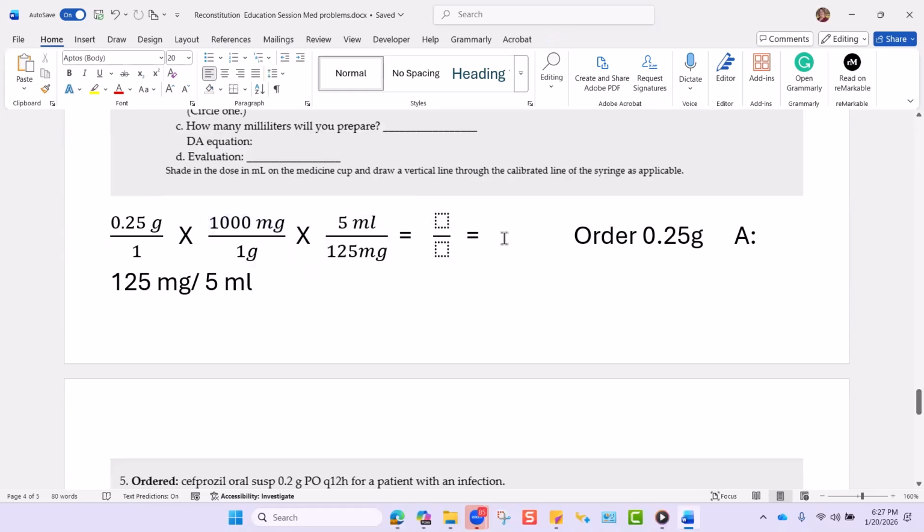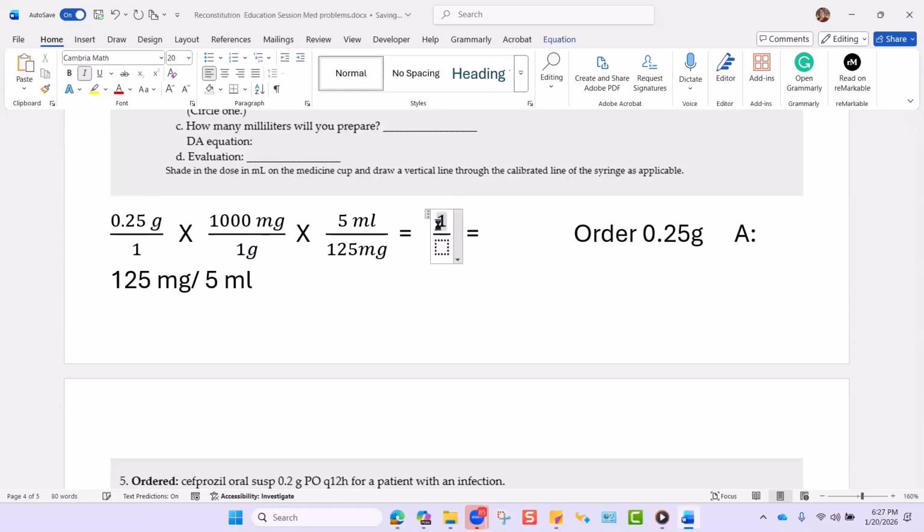All right, so this one is going to be 0.25 times 1,000 times 5, which gives us 1,250. Okay, 1 times 1 is 1 times 125 is 125.